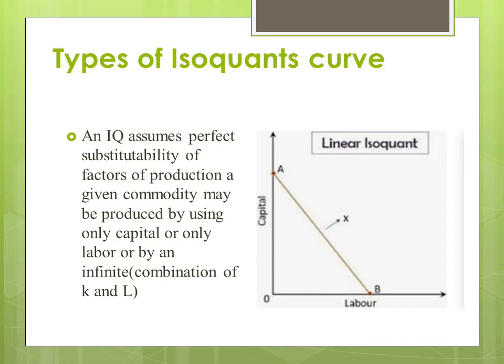So if we increase 1 unit of labor, we also leave 1 unit of capital. For example, perfect substitutes are gas and oil, energy and time. So gas and oil and energy and time are perfect substitutes for each other.